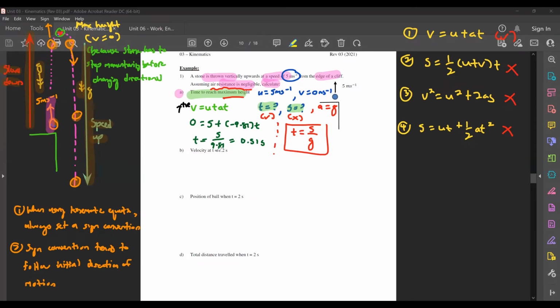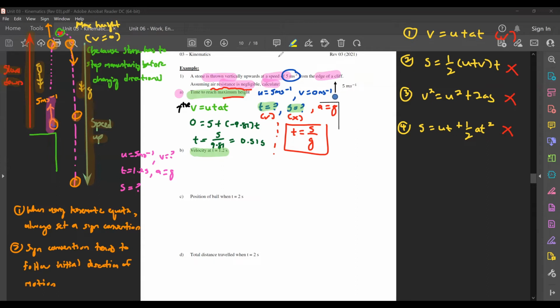Now for part B, they tell you to find the velocity at t equals 1.2 seconds. So you can do that same analysis again, where you work out what are the things you know and what are the things you do not know. For part B, same thing: I know u is 5 meters per second. V is what I want to find. T is known as 1.2 seconds. A is equal to g. And the displacement is not something I know.